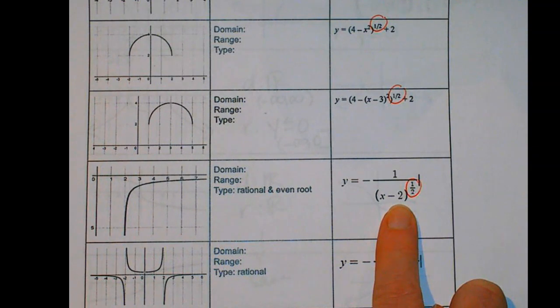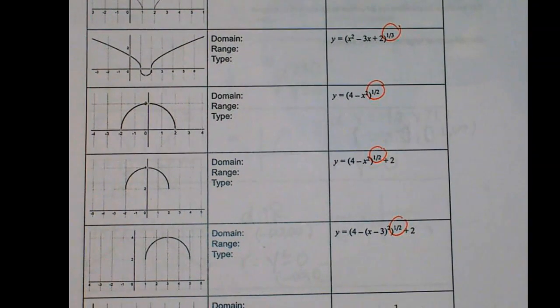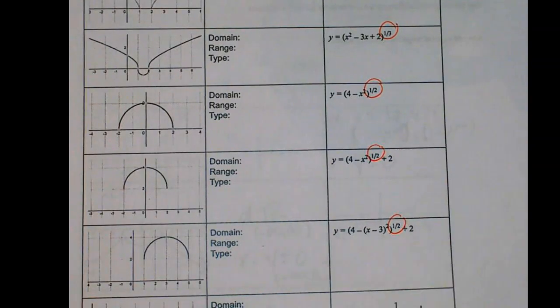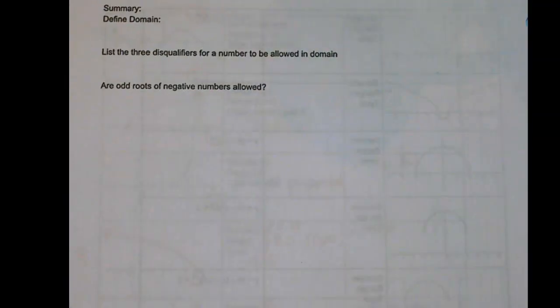So I would like for you to tell me domain and range for these guys. As practice for tomorrow, we'll start class by going over that. There are 3 questions on the very last page that talk about domain, disqualifiers for domain, and odd roots of negative numbers. I'm just trying to clarify some things, both from the test and domain and range, because if you get out of Algebra 2 and you don't know domain and range, then I've failed. So I would like for you to know what that is.